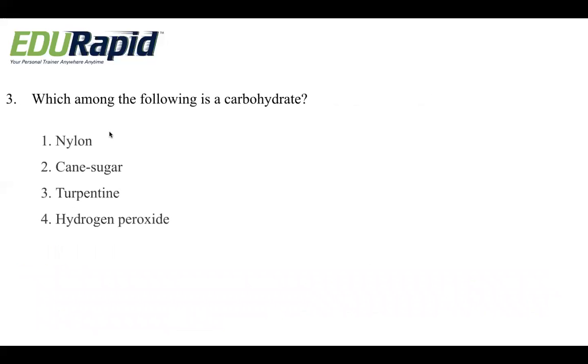We'll move to the next one. Which among the following is right? So you have options. Which among the following are the carbohydrates? Is it nylon, cane sugar, turpentine, or hydrogen peroxide, right? So any answers out of the four, which of the following is a carbohydrate?